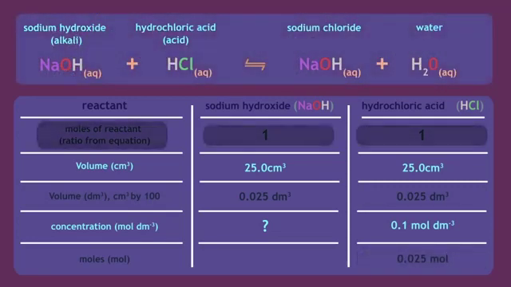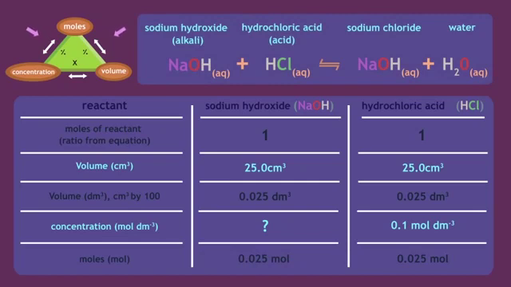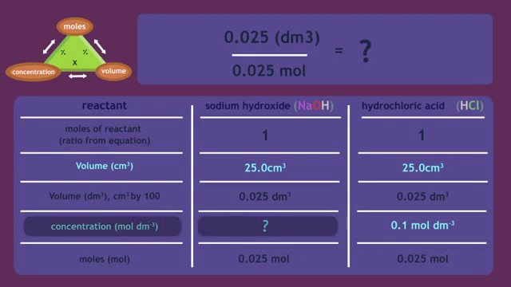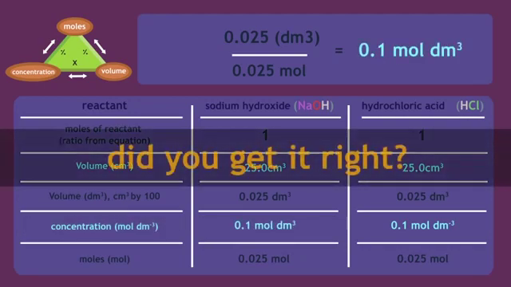If you look at the ratio of moles of reactant in the equation, they are the same. So the number of moles of sodium hydroxide is also 0.025 moles. Again, using the formula triangle, you can now find the concentration of sodium hydroxide marked with a question mark. Try it now. Pause the video and continue when ready. The correct way to do this is to divide the number of moles by the volume in decimetre cubed. This means the unknown concentration of sodium hydroxide is also 0.1 moles per decimetre cubed. Did you get it right?